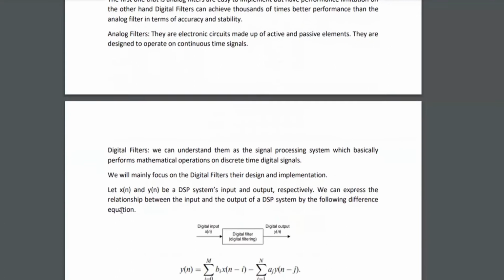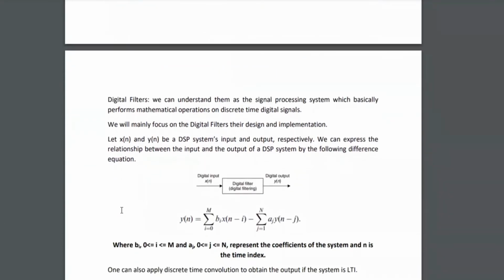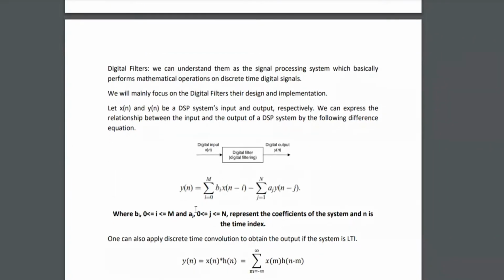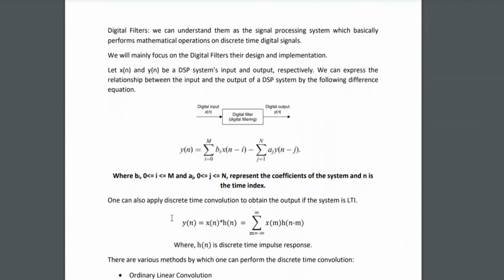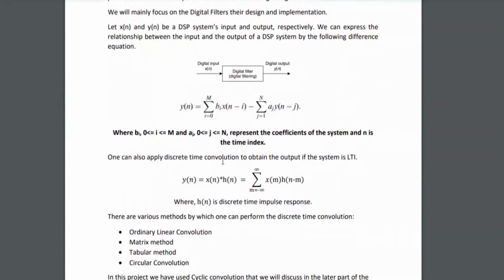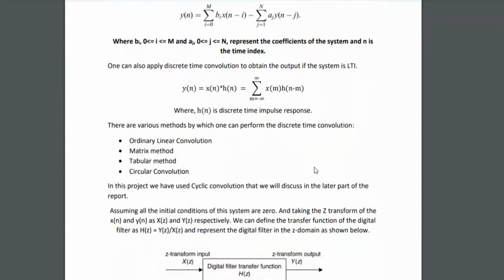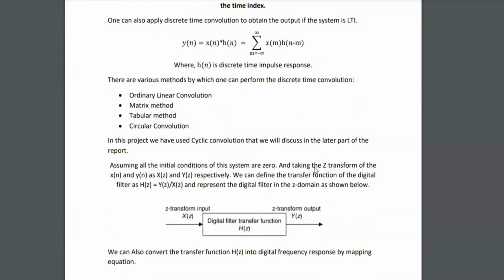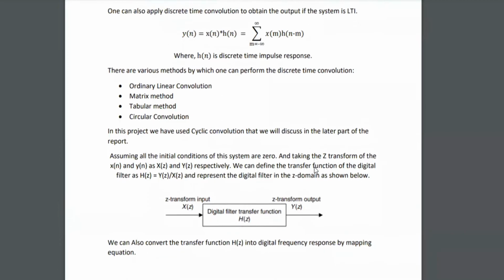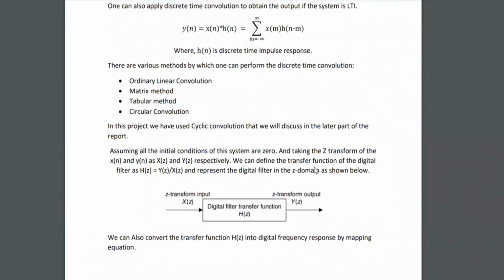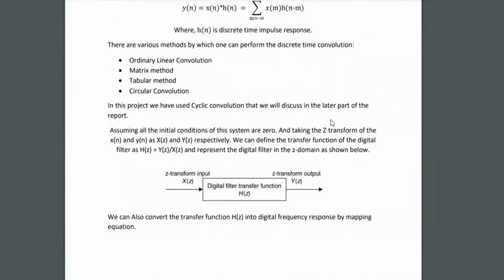We have studied in class that we can express the relationship between input and output using a difference equation, which we have shown here. One can also apply discrete time convolution to obtain the output of the system when the system is LTI. There are various methods by which one can perform discrete time convolution, which are listed below: ordinary linear convolution, matrix method, tabular method, and circular convolution, which we have discussed in class also. In this project, we have used cyclic convolution, which we will discuss in the later part of the project.